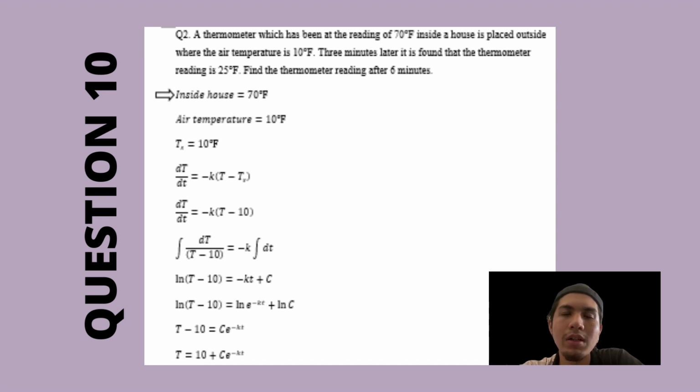After that, we change the negative kt plus c into the ln form, and the equation should be ln(T minus 10) equal to ln e to the power of negative kt plus ln C. And after that, the equation should be T minus 10 equal to Ce to the power of negative kt. And the final answer is T equal to 10 plus Ce to the power of negative kt.